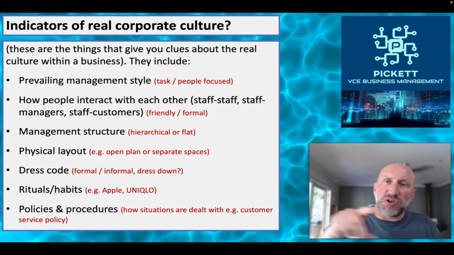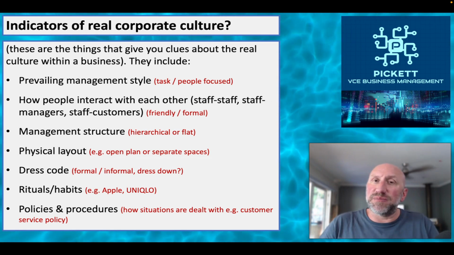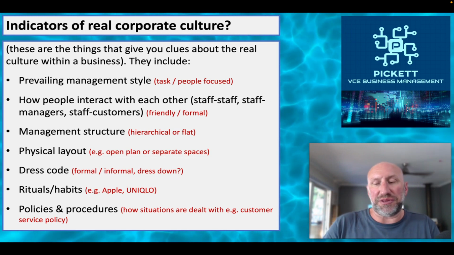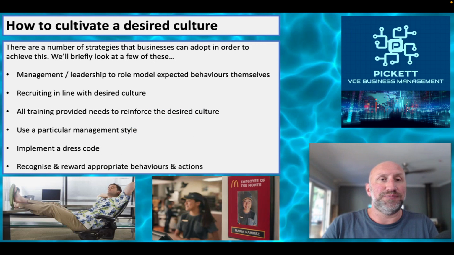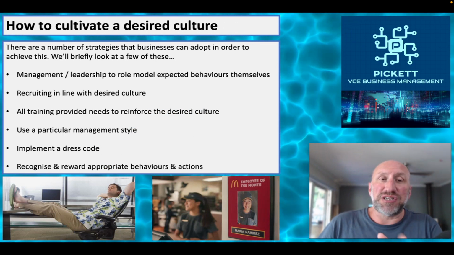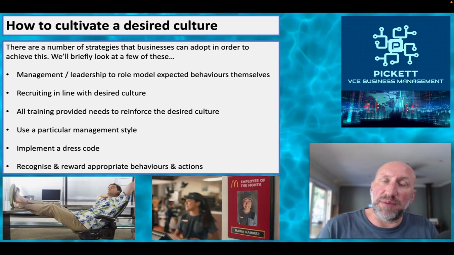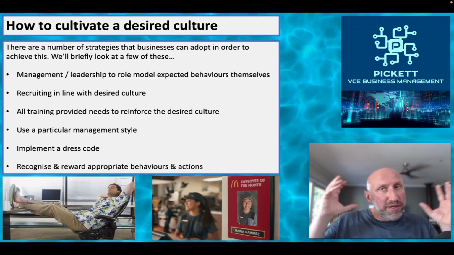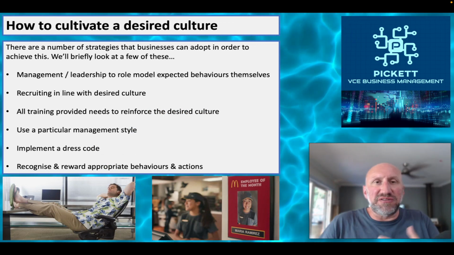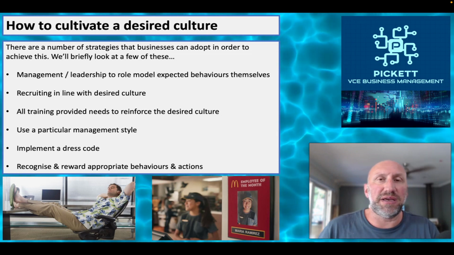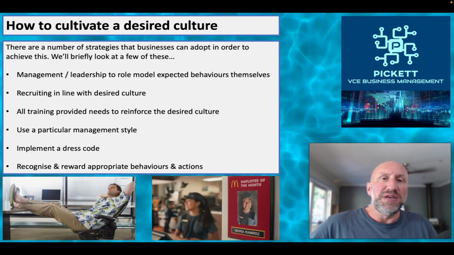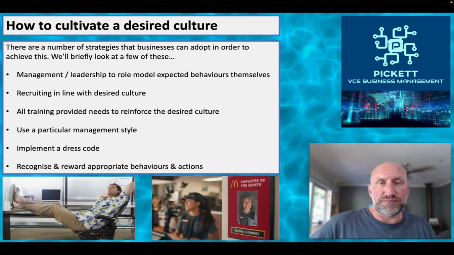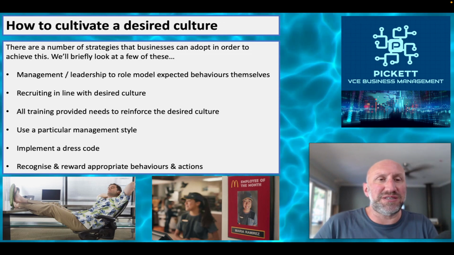So if you observe all this sort of thing and you spent a day in a business, you'd have a pretty good idea about the real culture that exists within that business. Now, how to cultivate. We said it's a really, really important key job for a manager to be constantly aware of the culture and creating, developing, cultivating a positive culture. So there's a number of things that managers can do to actually do this. So we'll briefly look at a few of these.